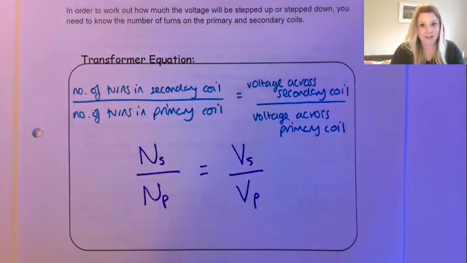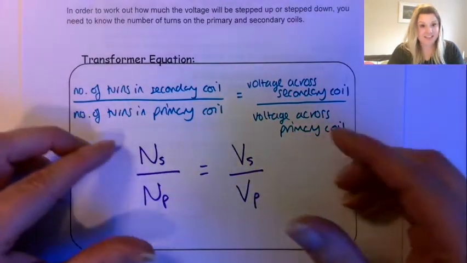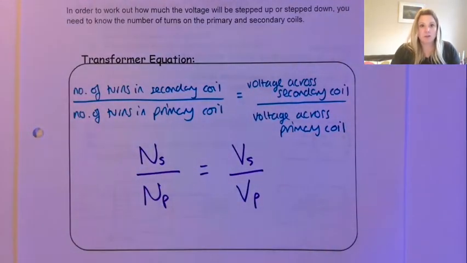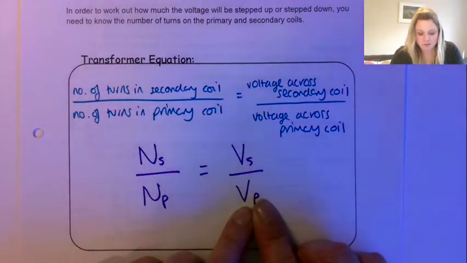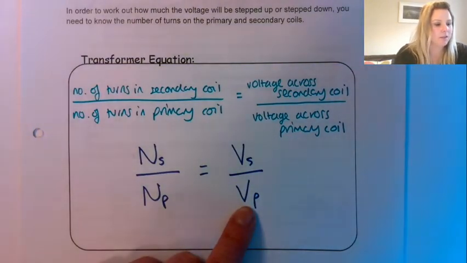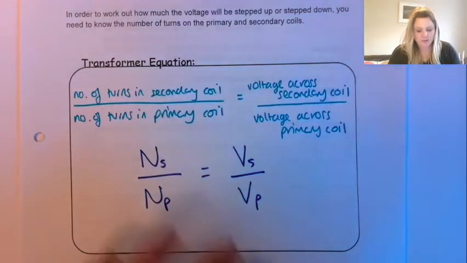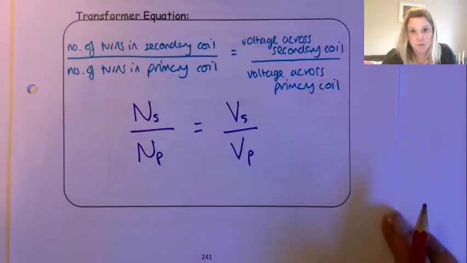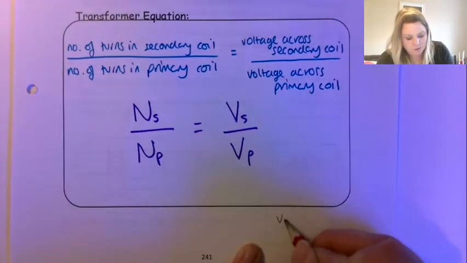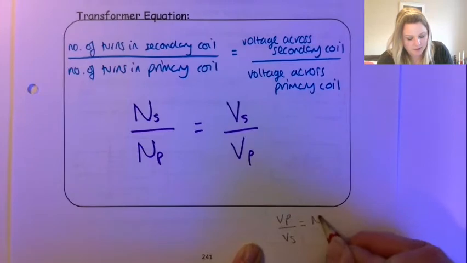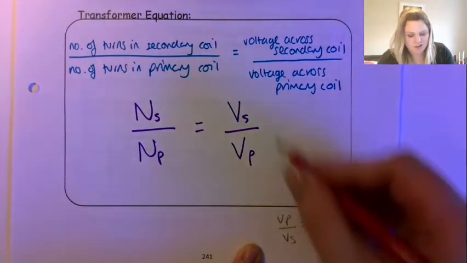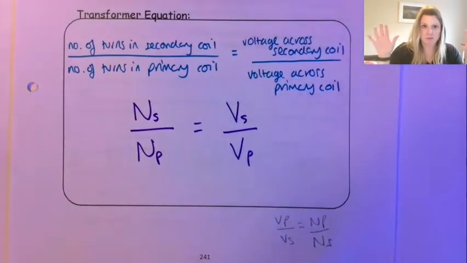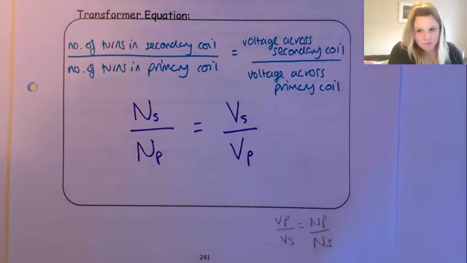What I tend to do is write this as I need it for the question. So if a question was asking me to calculate the primary voltage and it gave me all the other ones, I'd probably do VP over VS equals NP over NS. Do you see how they're the same mathematically? I've just flipped it upside down and reversed it. So that is why I like this wee equation. It's a good wee one.